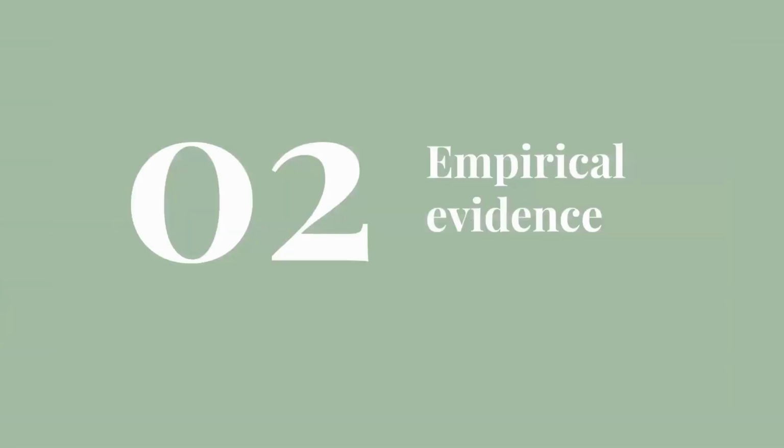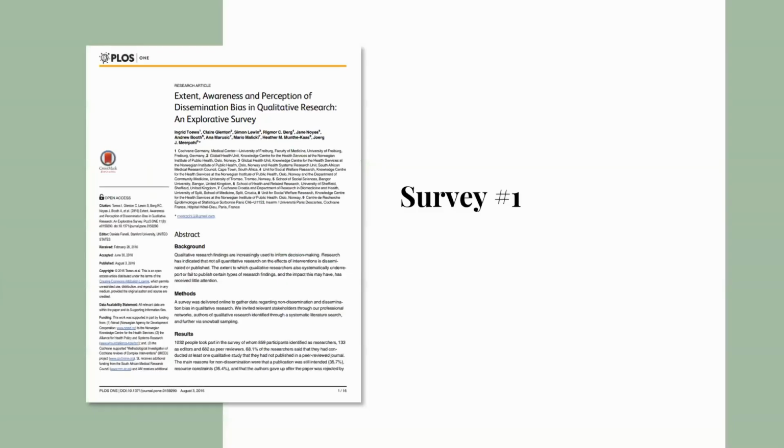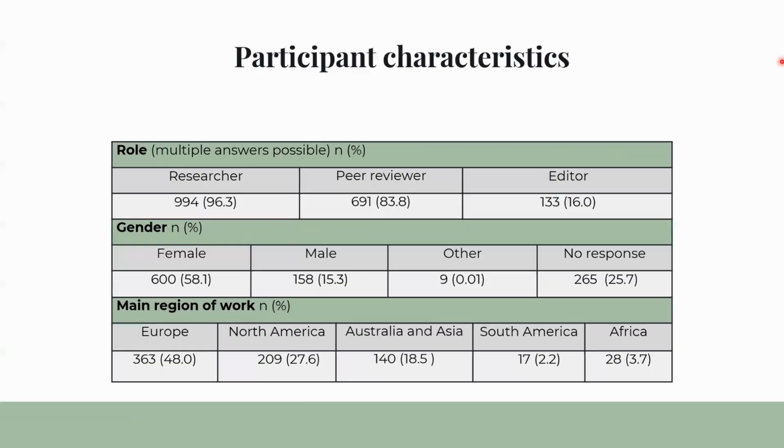First of all, let me present the empirical evidence. The empirical evidence mainly consists of 2 surveys that we have conducted and 2 cohort studies of conference abstracts following conference abstract from presentation at the conference to full publication. In the first survey, we wanted to gather information about proportions of non-dissemination and attitudes towards dissemination bias in the research community.